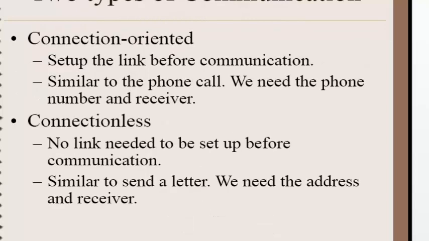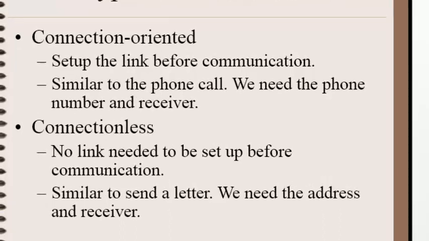Now, when we try to connect two parties, we basically have two types of communication: either connection oriented or connectionless. In a connection oriented setup, a link is set up before communication, like a phone call, where we need the phone number of the receiver. In connectionless communication, no link needs to be set up before communication, similar to sending a letter, where we need the address of the receiver.